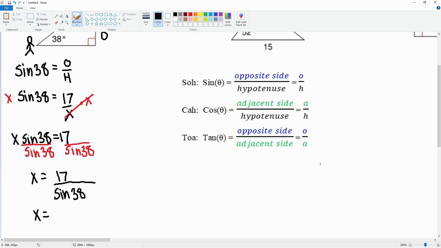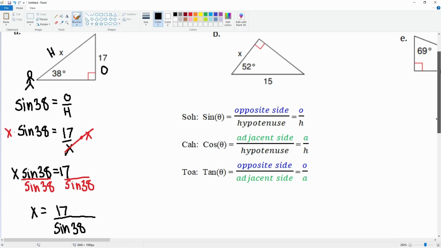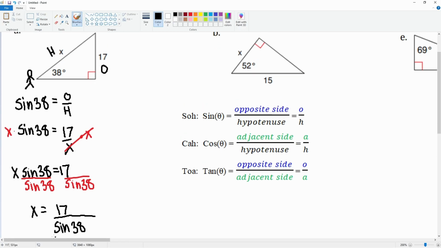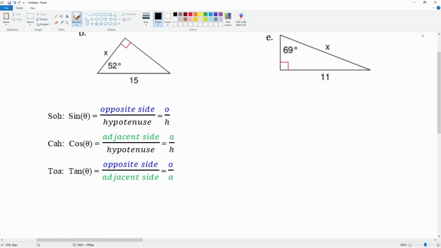17 divided by sine 38 gets me roughly 27.6. Okay, that is my length here, and that should be reasonable. All right. Next, let's do B.